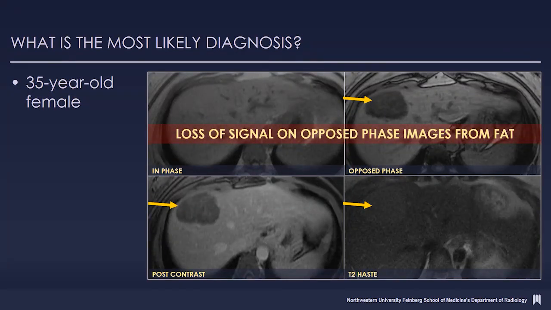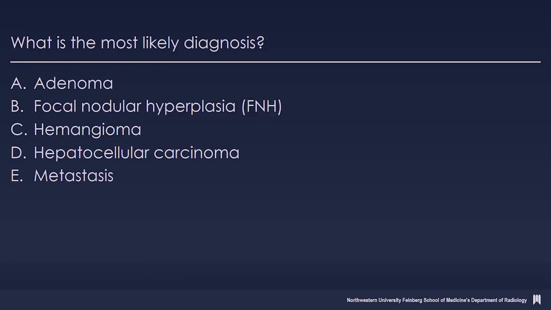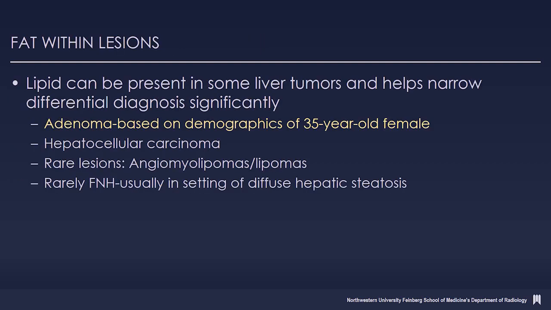The loss of signal from fat, what do we think? Our choices are A, adenoma, B, FNH, C, hemangioma, D, hepatocellular carcinoma, and E, metastatic disease. And as you would anticipate, this proved to be an adenoma because, again, lipid, same differential, but now the demographics is a 35-year-old female, so think adenoma over HCC and over angiomyolipoma or lipoma because those have macroscopic fat.